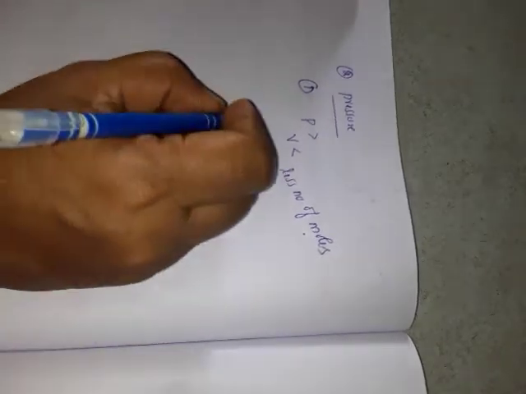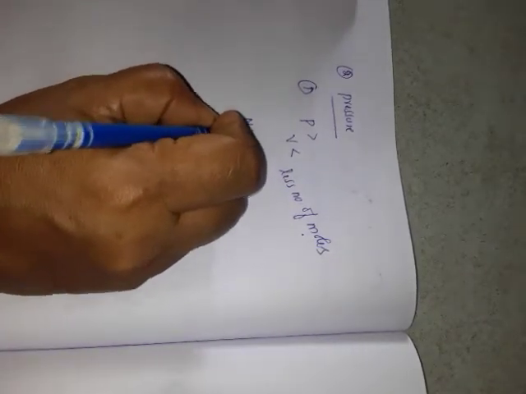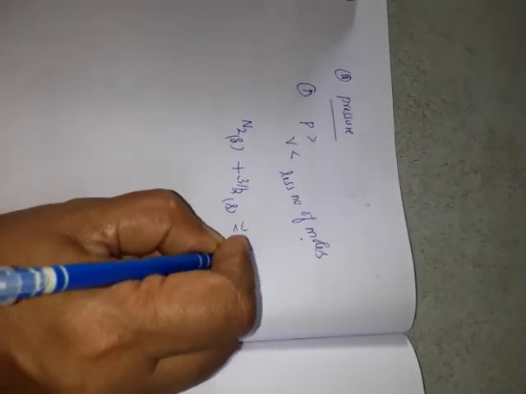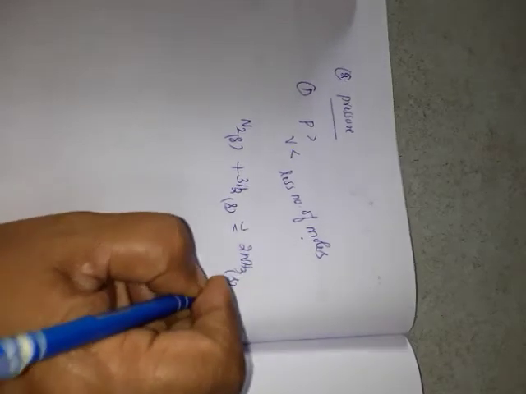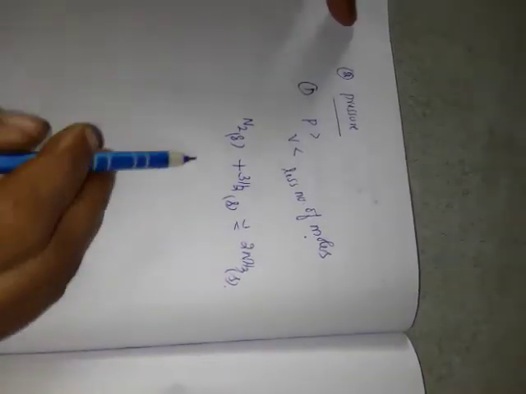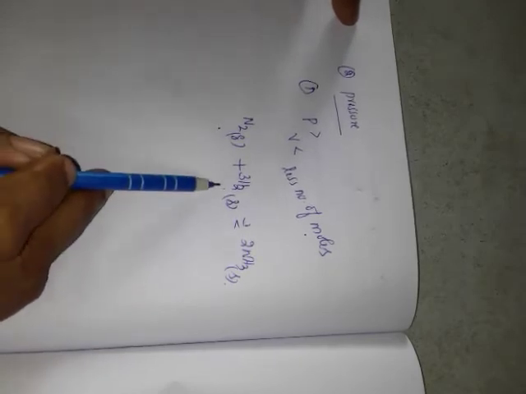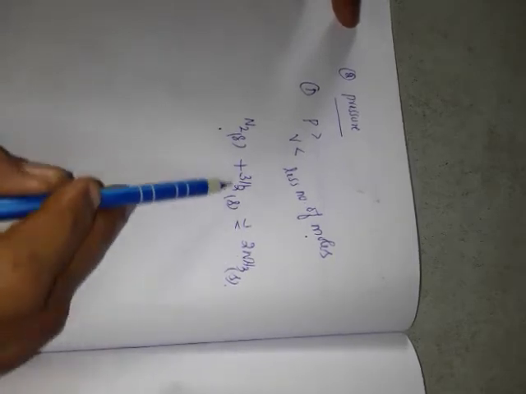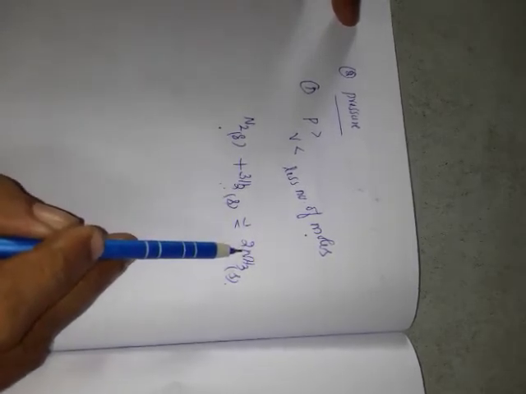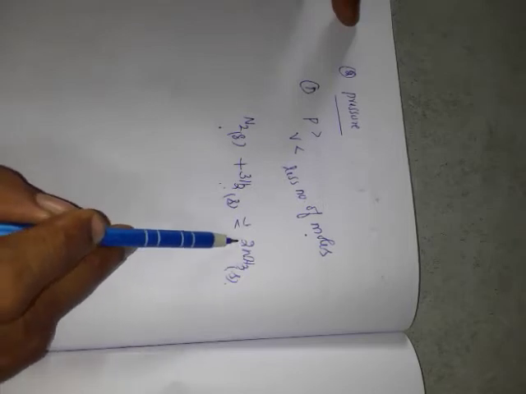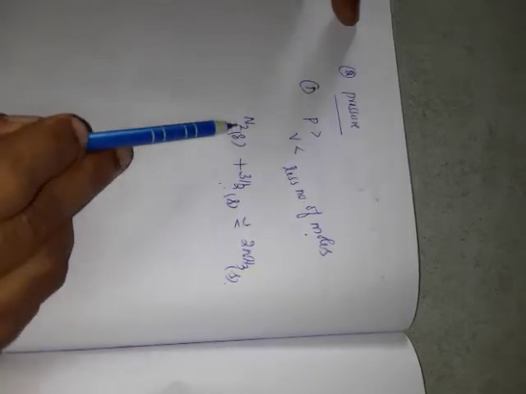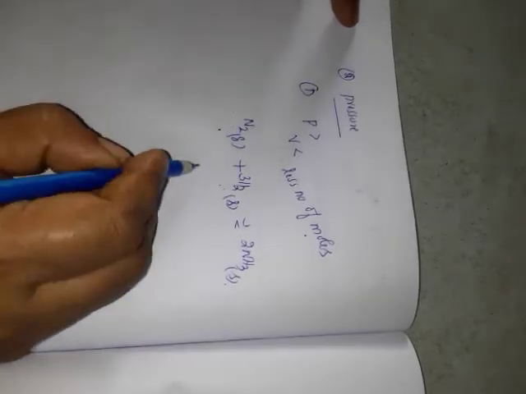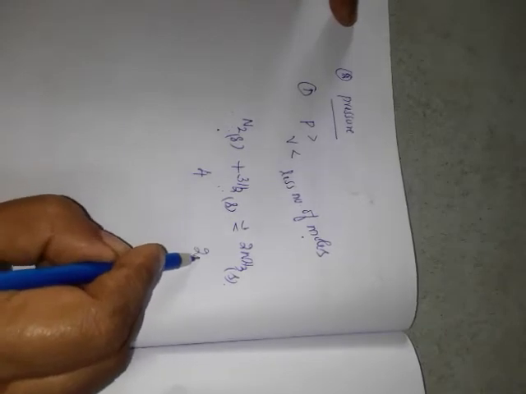For example, consider the reaction N2 gas plus 3H2 gas giving 2NH3 gas. Here nitrogen and hydrogen react and give ammonia. This is the synthesis of ammonia. These two are the reactants and this is the product. The product is ammonia, 2 moles. On the reactant side, 1 mole of nitrogen and 3 moles of hydrogen, so 3 plus 1, 4 moles. Here 4 moles, here 2 moles.